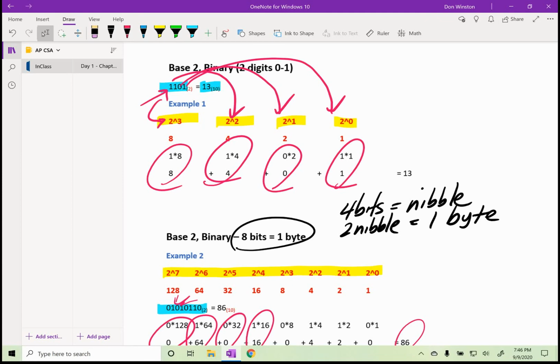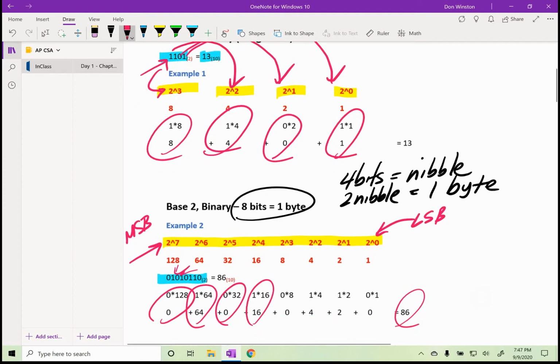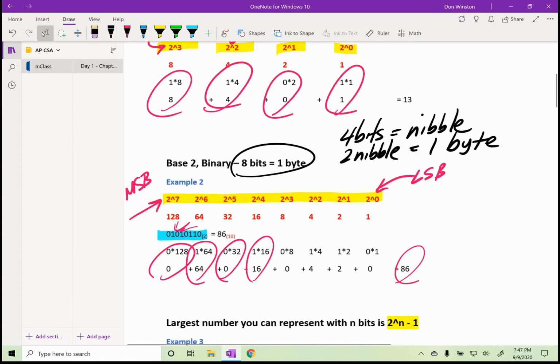With a byte, we say this is the least significant bit, LSB, because it adds the least. And over here, this is the most significant bit because it adds the most, right? So if the least significant bit is on, or 1, then we know it's going to be odd. If the least significant bit is off, or 0, we know that the number will be even.